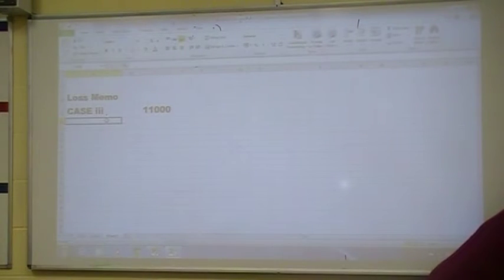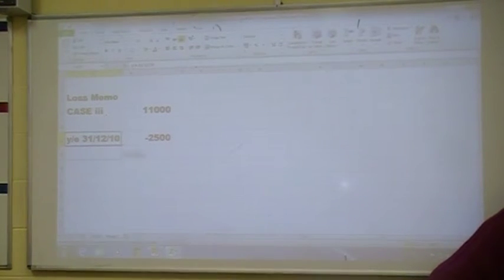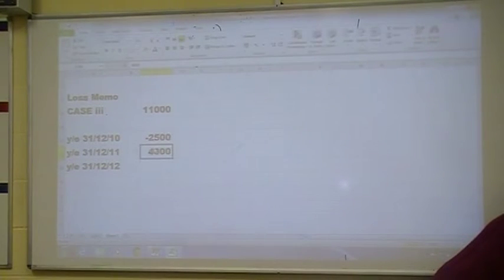Make note of that there, but where did we put it? We had case 3 loss against year ended 31st of December 10, and that is minus 2,500. We've year ended December 11, 4,000. And we've got period end, is that 30th of September?